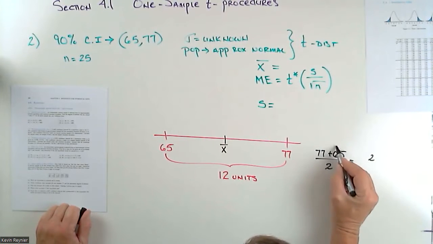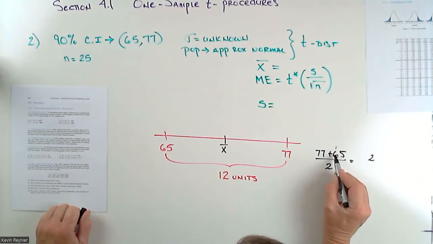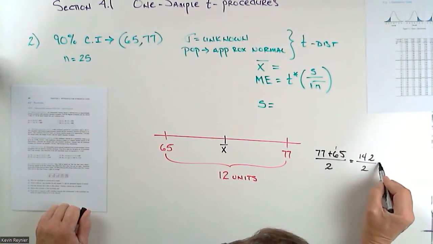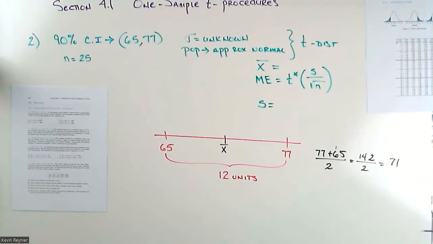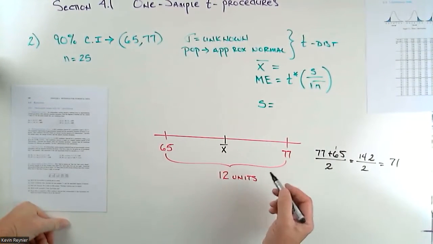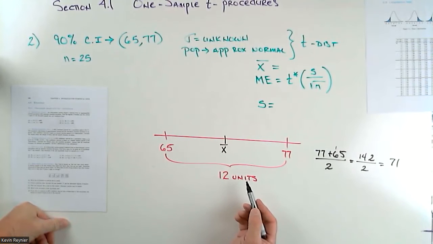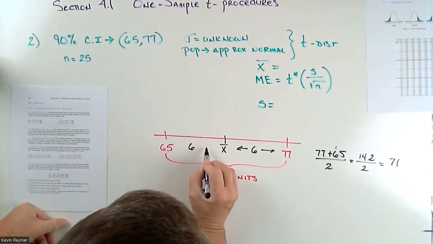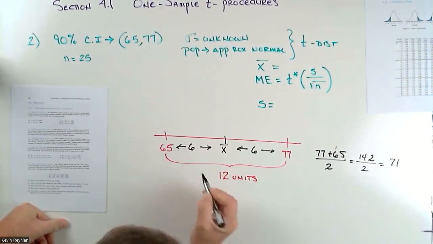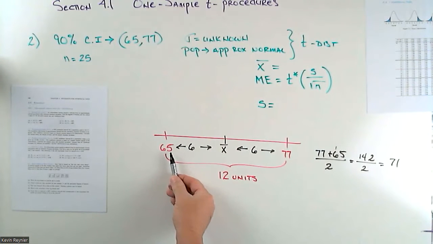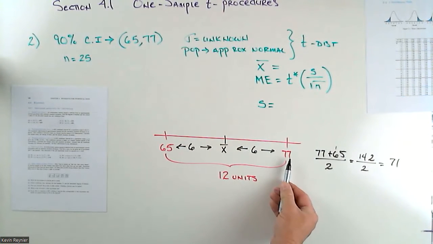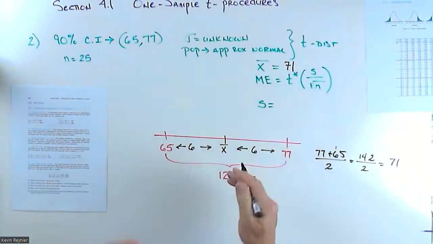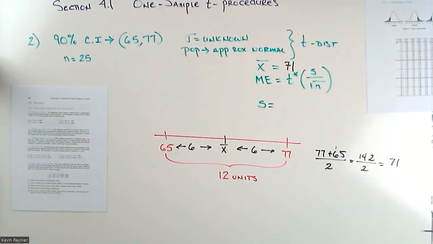5 and 7 gives us 12. We carry the 1. 6 and 1 is 7, plus 7, that's 14. We get 142 over 2, or we get 71. So that's one way we could do it. We could find the average. Or we could think about the fact that this is 12 units long. That means it's 6 units over here, and it's 6 units over here. So if I move 6 units up from 65, I get to 71. If I move 6 units down from 77, I get to 71. So X bar is 71, whichever way you want to approach it.